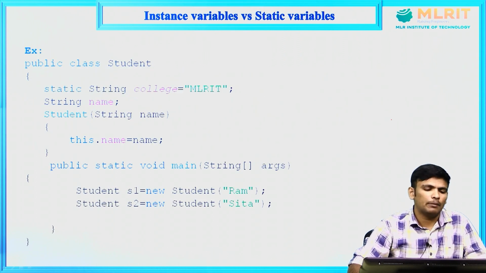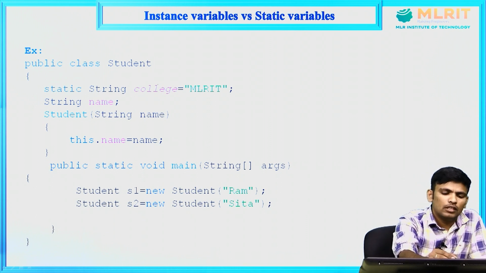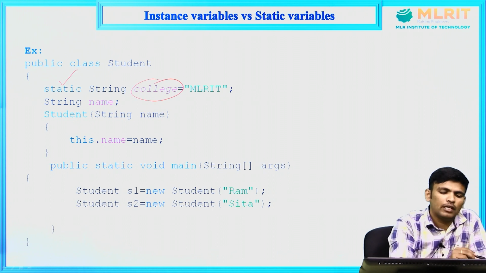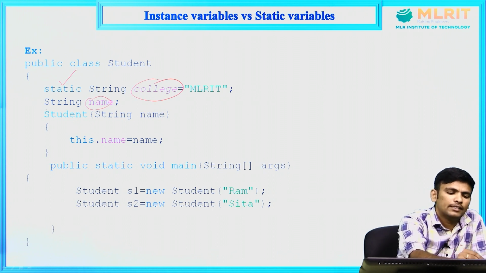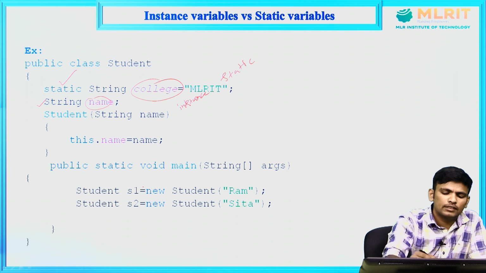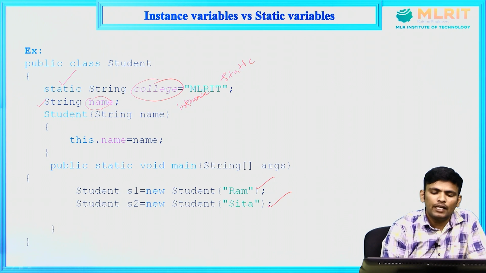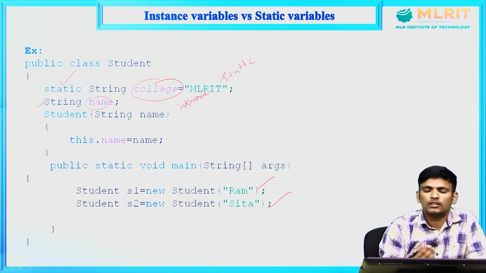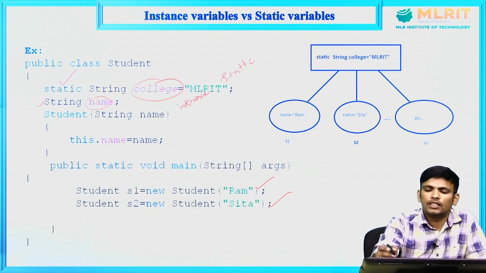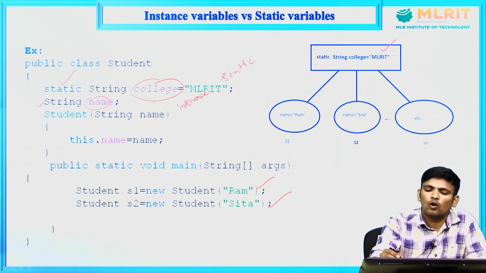Suppose I take an example. Here I have a class, the class name is Student, and here I have two types of variables, college and name. College is a static variable and name is an instance variable. Now, I created two objects, Ram and Sita. Ram and Sita are instance variables. They will maintain a different copy in their own separate space. Okay. So, suppose you take an example, see here. At the root level, the college name is MLR IT. It will maintain only one copy for all objects in that class.